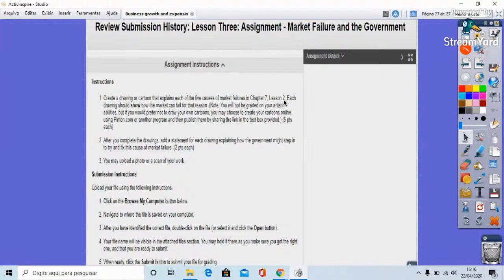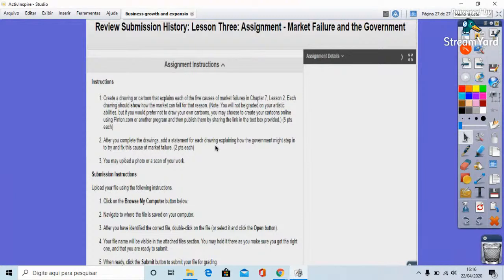Read them. Okay, try to create a cartoon or a drawing. You can use Canva if you want, or they give you here another online program that you can use. Or you can draw it by hand. Remember, they're not going to give you a grade on your cartoon, on your drawing. After you complete the drawings, what do you need to do?